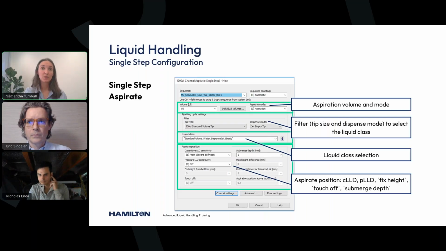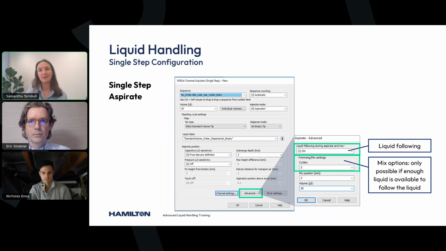Our aspirate step also has a couple important options in this advanced tab. So you can have liquid following turned on. This allows a tip to detect the liquid level with liquid level detection, submerge 2 millimeters, and then stay submerged 2 millimeters throughout the duration of the aspirate command. So this prevents unintentional aspiration of air from the tip leaving the liquid, or accidental over-submersion of the tip, which may cause inconsistencies as well.